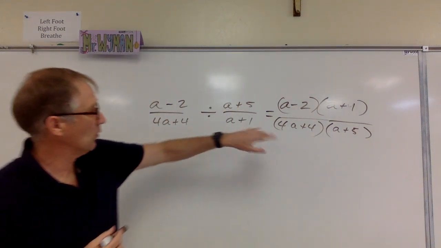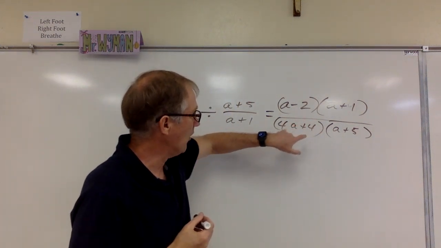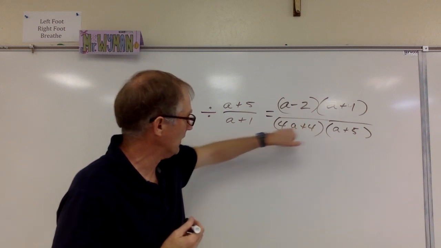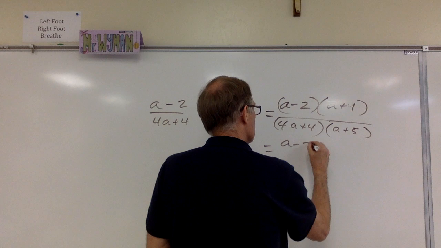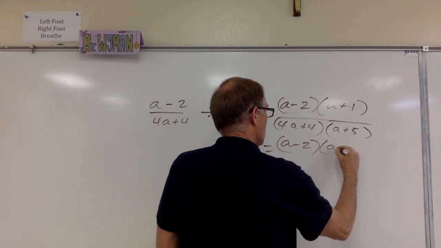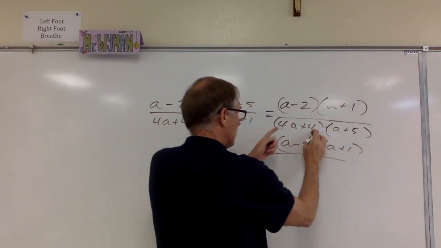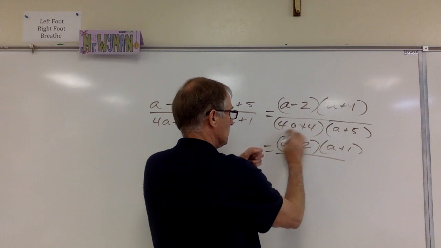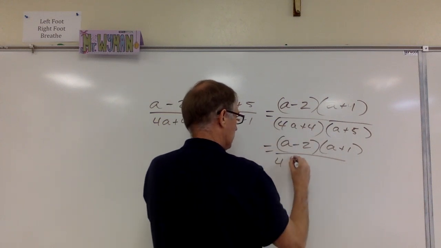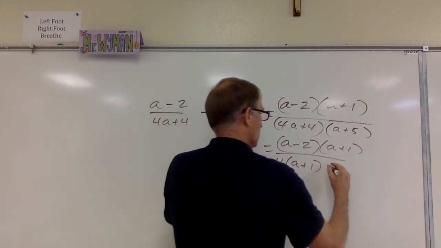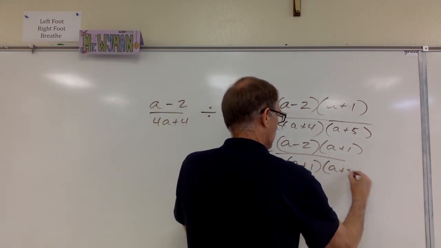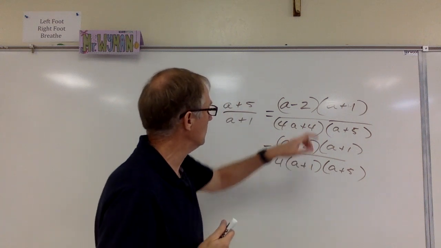Well, hopefully you can see where we're going here. The only thing that has anything we can factor out is right here. We have a 4 here and a 4 here. So that's a minus 2, a plus 1. Factor out a 4 common to both of these. So bring that out to the side. That's a plus 1, a plus 5.